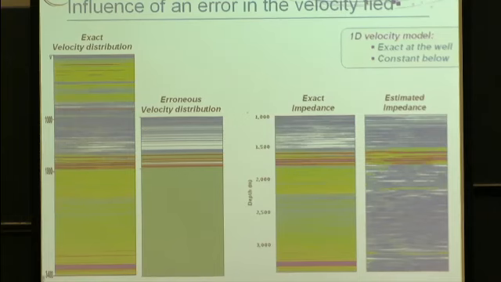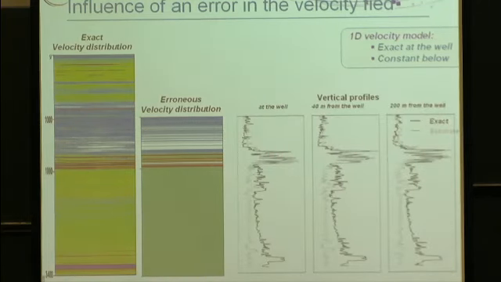So again, to see more in detail, I have displayed the vertical profiles. Again, you see a good reconstruction of the impedance, with some degradation when we move away from the well, and some degradation when we go deeper. In particular, you see a depth shift, which is due to the error in the time-to-depth conversion, because we use a strongly erroneous velocity distribution.